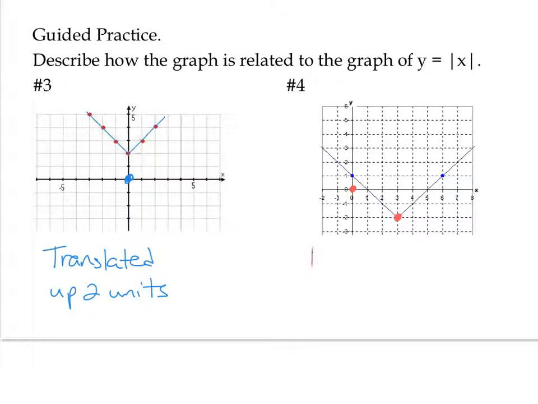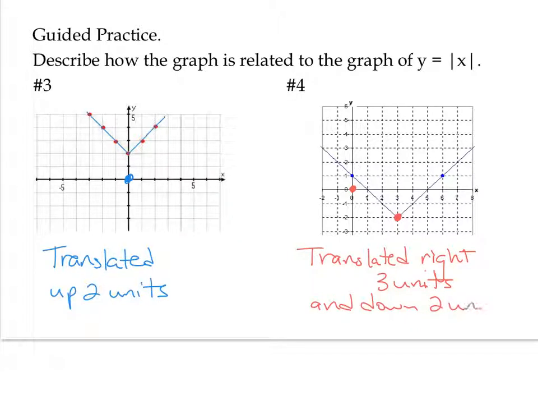So it translated right 3 units and down 2 units. It went to the right 3 and down 2. So we want to get both those pieces of the translation in. That can happen. It doesn't just always shift up or down or left or right. In this case, we can see it does both. It shifts to the right 3, and down 2 units. And our vertex here would be at 3, comma, negative 2.